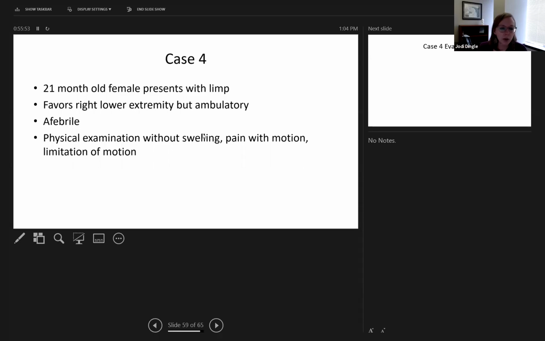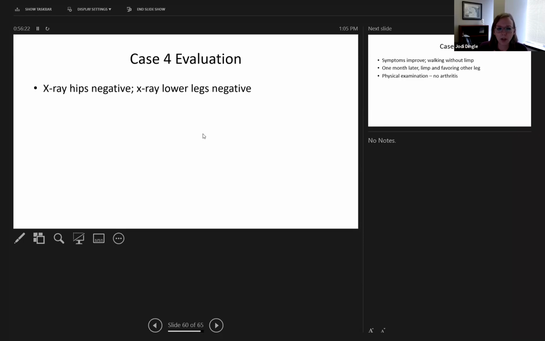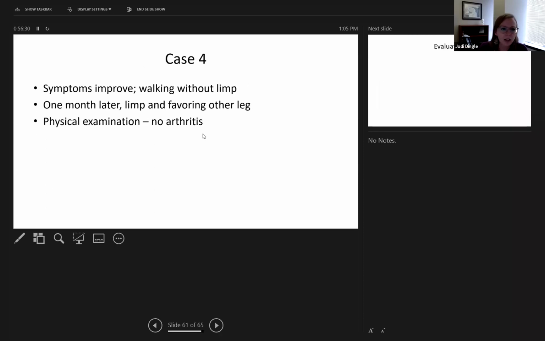last case. So this is a 21-month-old female who's presenting with a limp. She's kind of favoring her right leg, but she's still walking around. She's been afebrile, and really on physical exam looks normal. So she doesn't have any swelling, no pain with motion, no limitation of range of motion. So this would go more in your monoarticular non-arthritis category so far. So you get an x-ray of her hips and her lower extremities since it's a little bit hard to kind of differentiate where she has pain.